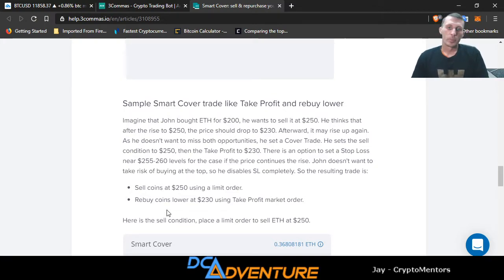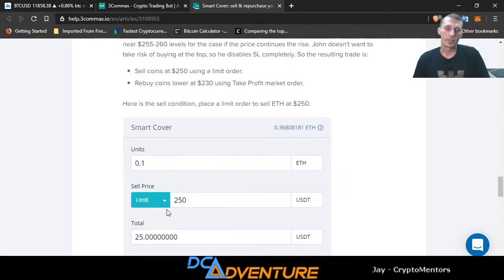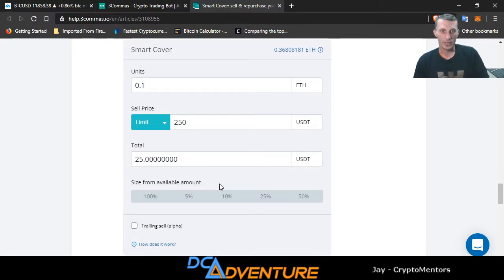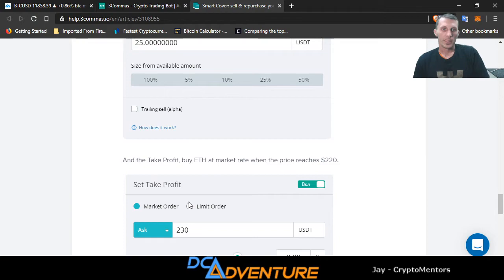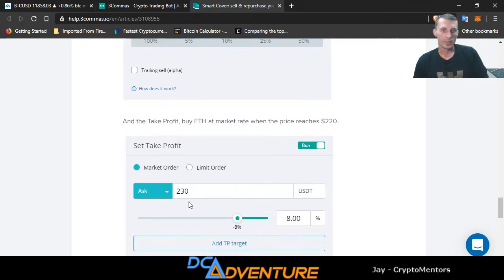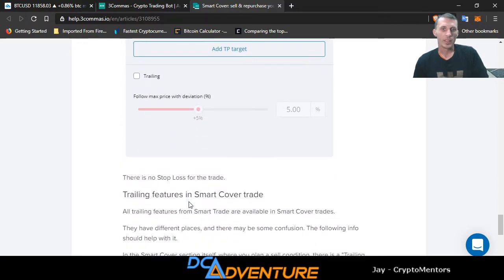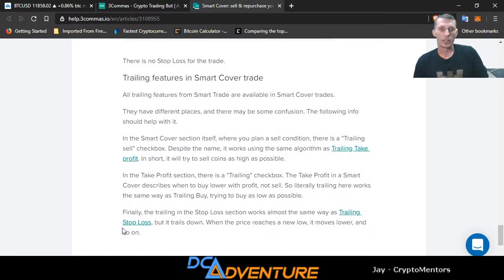Here is a sell condition placed, limit order to sell ETH at 250. Units 1, limit 250, total $25. And the take profit, buy ETH at market rate when the price reaches 220. Set take profit.